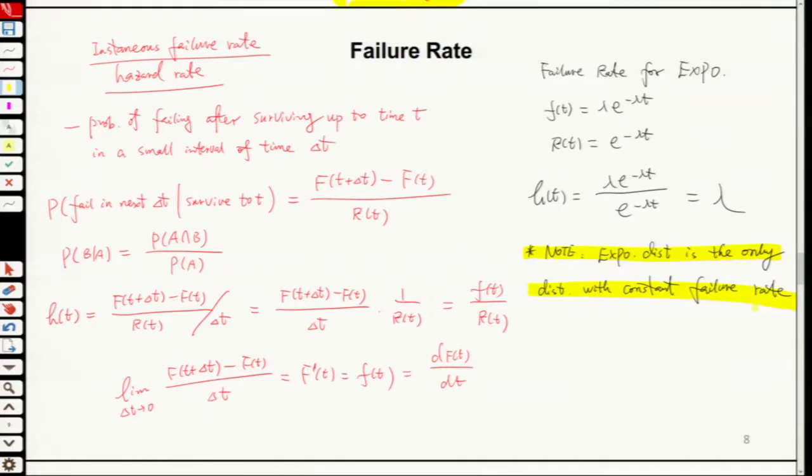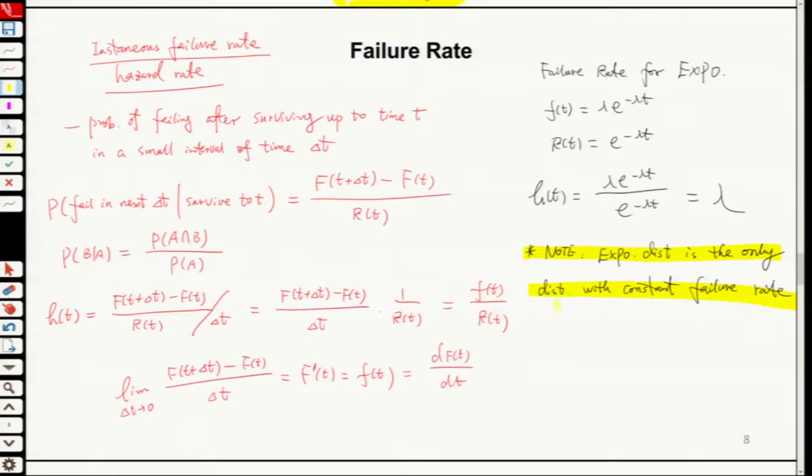Is this because of the memorylessness? Yes. So this is the exponential distribution. If somebody says, "Oh, failure rate is constant," then you can model it as the exponential. Exponential is the only one with constant failure rate. Okay.